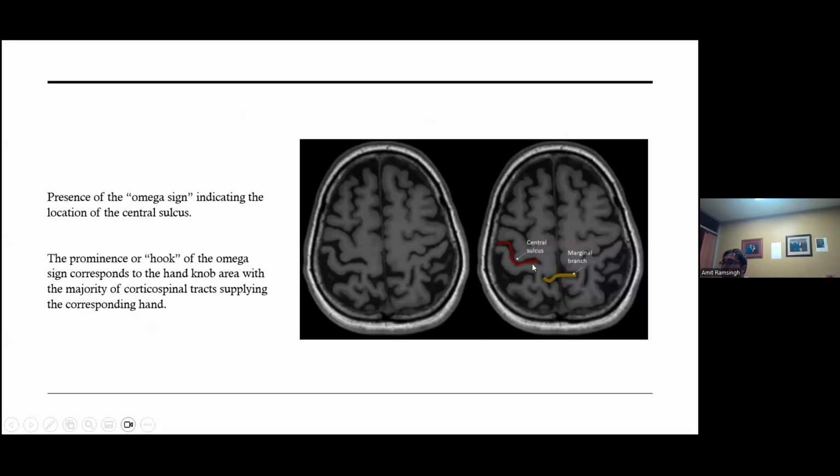In red, it corresponds to the area of the central sulcus, not the precentral, just a little correction. So the central sulcus has a prominent hook or knob on the omega sign that corresponds to the hand area knob, which corresponds to where the majority of the corticospinal tract supplies the hand area. Hence we colloquially call it the hand knob area.